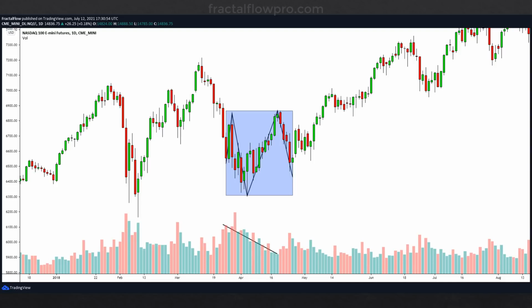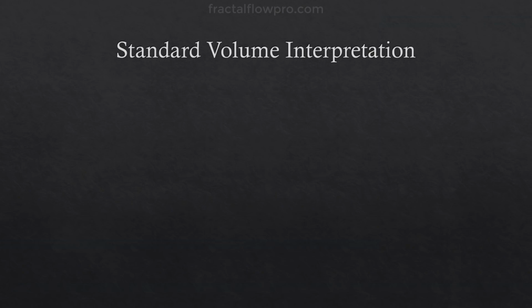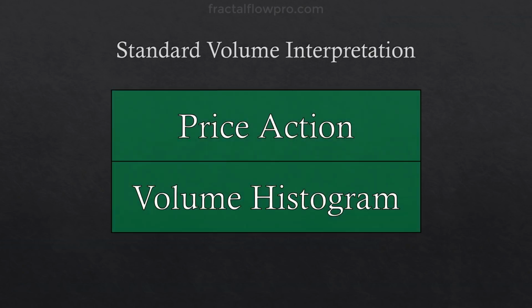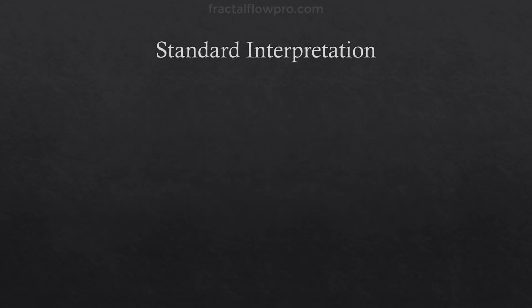Volume spikes and volume drops are the two most basic patterns that emerge in volume histograms. Given these two basic patterns, we can move on to the standard interpretation of volume in relation to price action. The standard interpretation is made by comparing patterns in the volume histogram to price action. We have 4 basic interpretations.